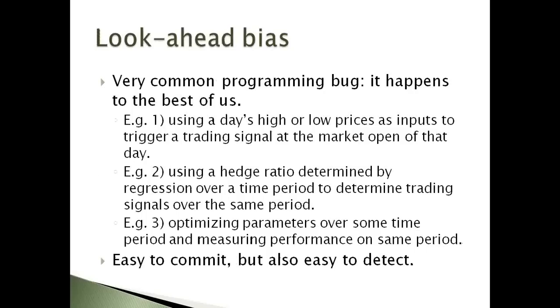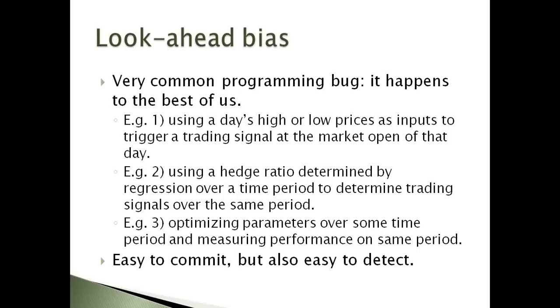The look-ahead bias, like I said, is a common programming bug, and it happens to the best of us. I used to commit it practically every month. I've been doing that less frequently in the last few years, but that's just from experience and from paying more attention to my program. An example is using today's high or low prices as inputs to trigger a trading signal at the market open. Clearly, at the market open, you wouldn't know the day's high and low.